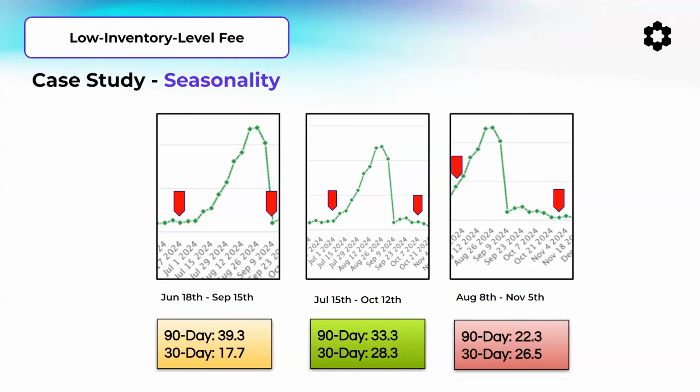And now you see we fell into the range of 90 days is at 22 days of supply, and 30 days is at 26 days of supply. So the 30 days almost gets us over, and we'll probably move, a week or two and be out of danger. But at that time, you're in danger and you're incurring those fees.